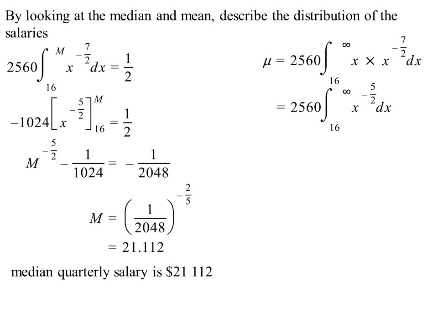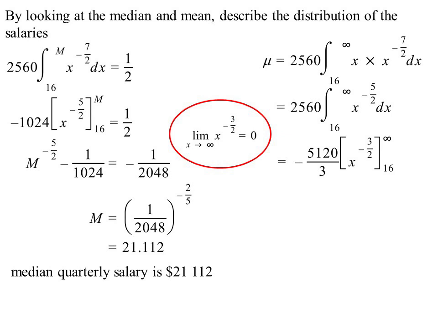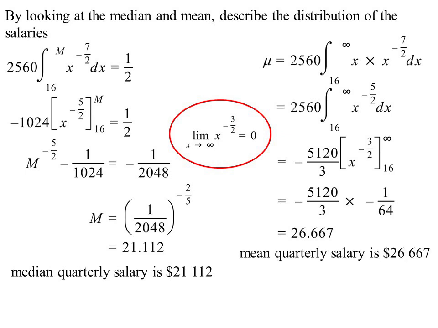Let's now find the average, which is the same value as the expected value. So it's x times that function. Index laws, we're now integrating x to the power of minus 5 on 2, add 1 to the power over the power, and of course for this one we're going to infinity. We're using our limits. Well, our function is x to the minus 3 on 2, so we've got that backwards exponential. We know as x is approaching infinity that would be 0. Now we'll just get an answer of 26.667. So there's the mean, 26,000 odd, and the median is 21,000 odd.